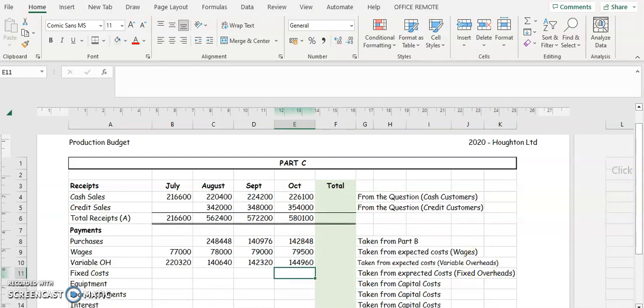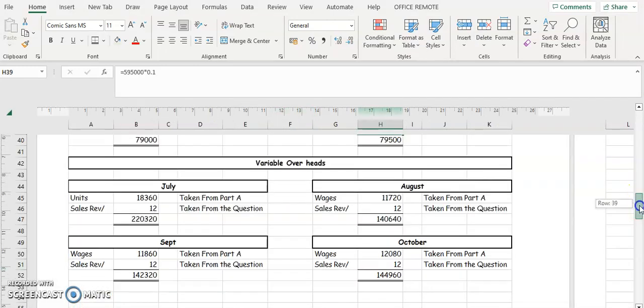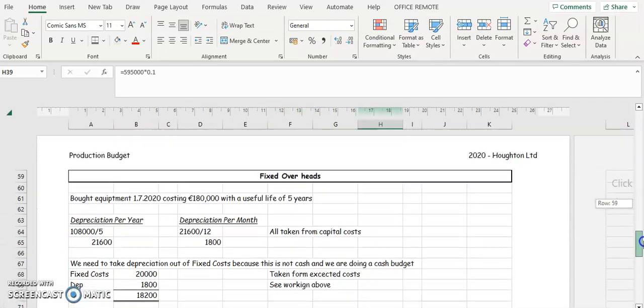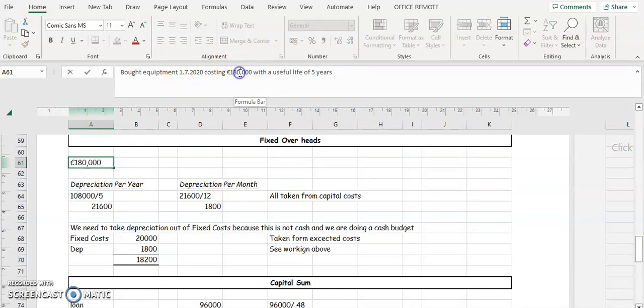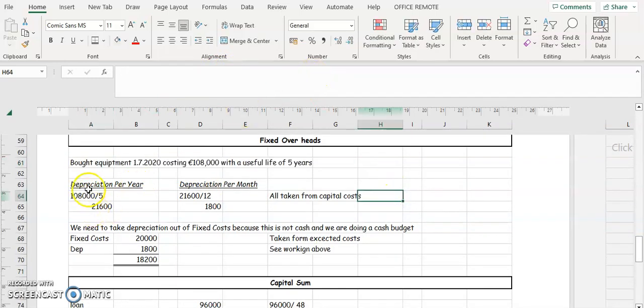So that's the adjustment or the workings that you need to have for your fixed costs. You bought equipment on the 1st of the 7th, 2020, costing 108,000, and its useful life is 5 years. So the depreciation for the year is 108 divided by 5. That'll give us 21,600 we need to depreciate by each year. We're doing it per month, so that 21,600, we're going to divide that by 12. So it's going to be 1,800.